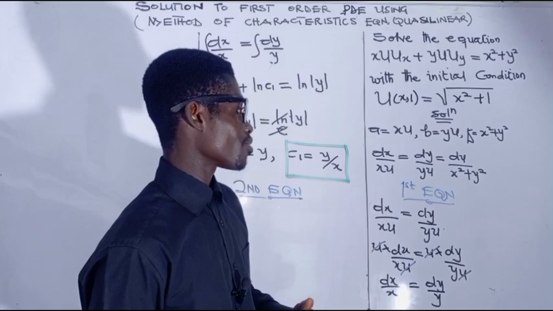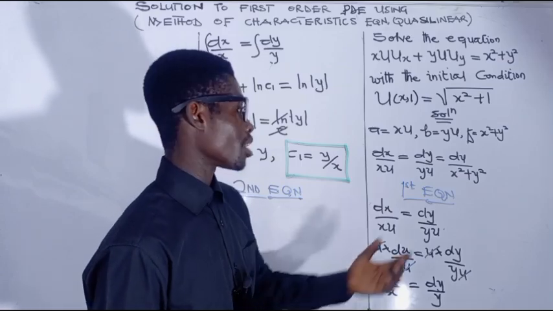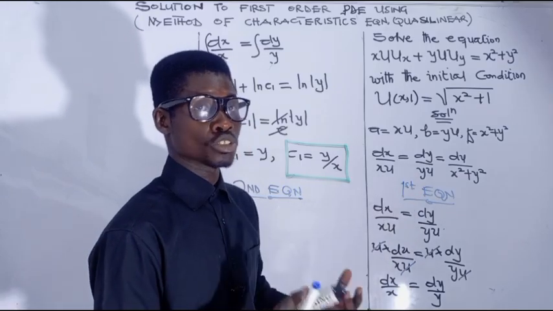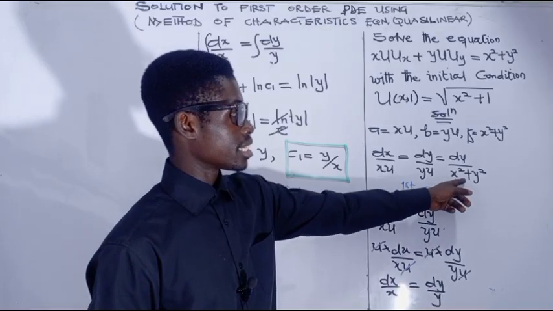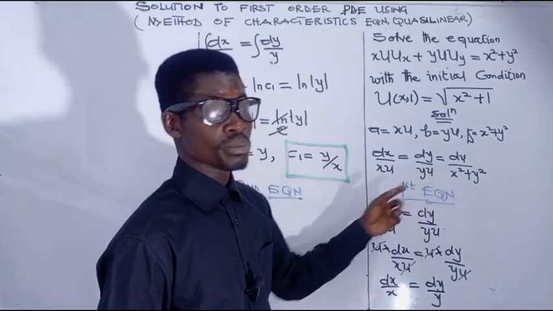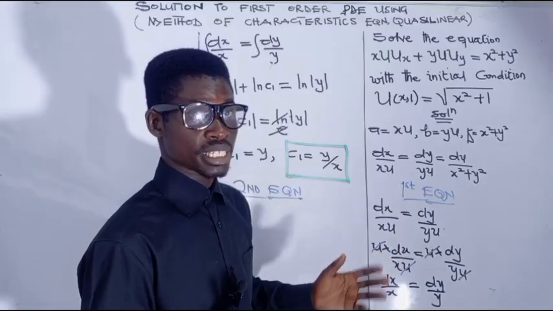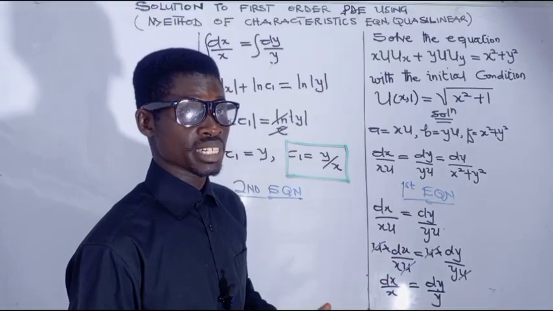In that case, we have to apply another technique in order for us to find our second solution. What we are going to do is make sure that the denominators are the same. If the denominators are the same, we can equate their numerators and then integrate directly.